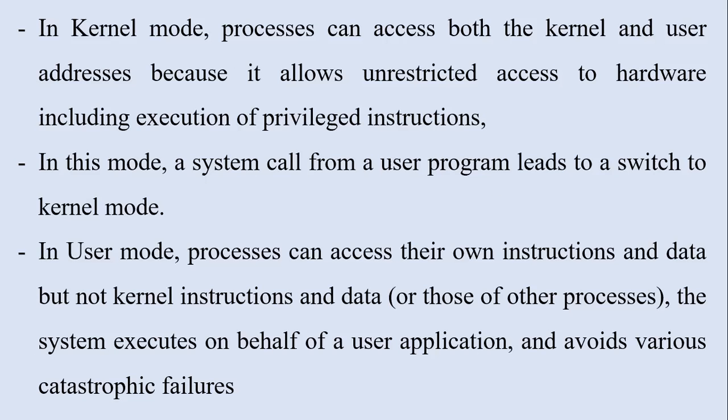So what are these modes, or what happens under each of the modes? In kernel mode, the processes can access both the kernel and the user addresses because it allows unrestricted access to hardware, including execution of privileged instructions. In this mode, a system call from a user program links to a switch to kernel mode. In other words, the processes that are running in the kernel mode are those ones that have privileged instructions and they have direct access to hardware. They can access that hardware anytime.